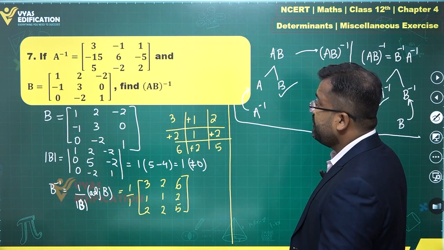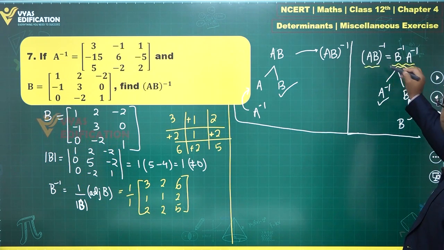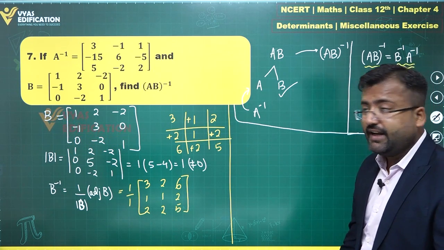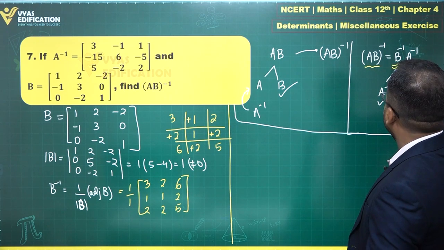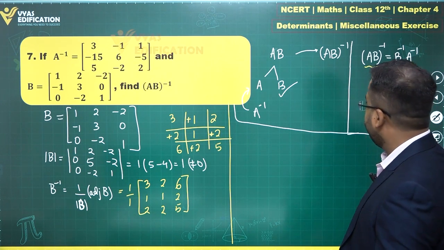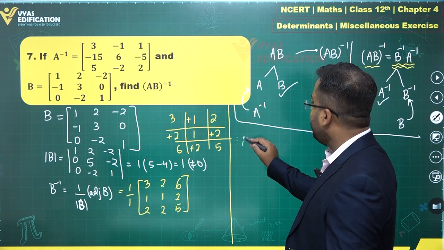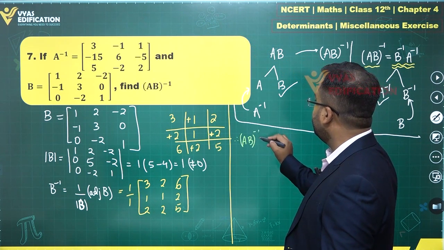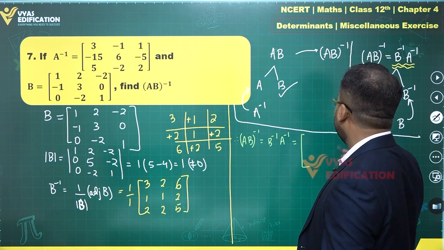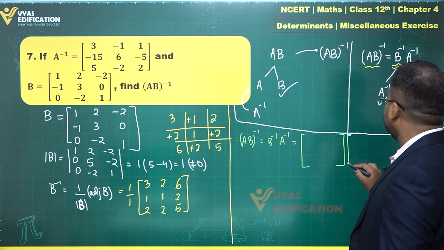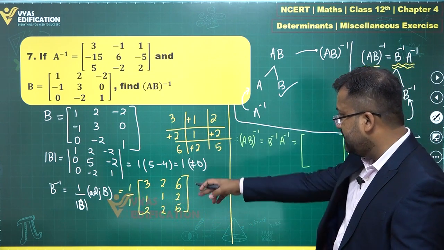And can I multiply B inverse and A inverse? Yes. Can I multiply these two? This is equal to this. That's something which we already know, if you know that, right? So finding this or finding this is equivalent. For finding this, I'll try to find this first. Let's try to find B inverse, A inverse. Therefore, AB inverse is equal to B inverse, A inverse, which is equal to what? There's one matrix B inverse and there's another matrix A inverse. A inverse is given. B inverse is this.